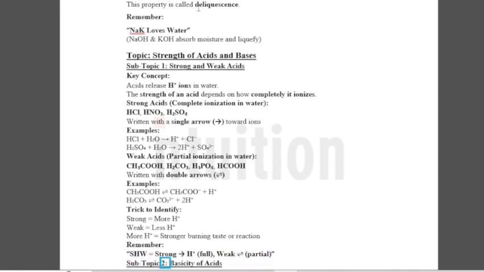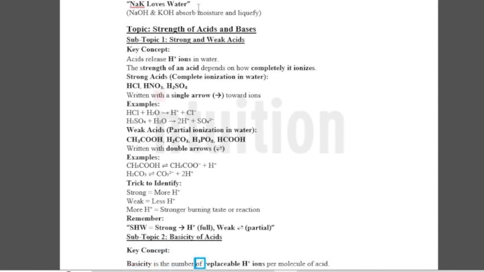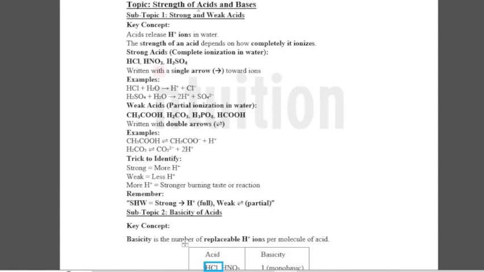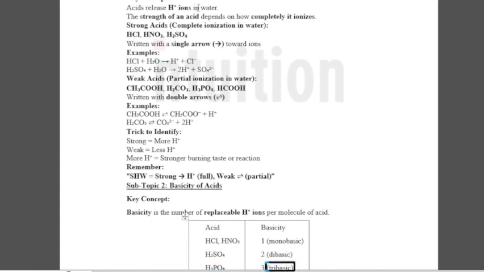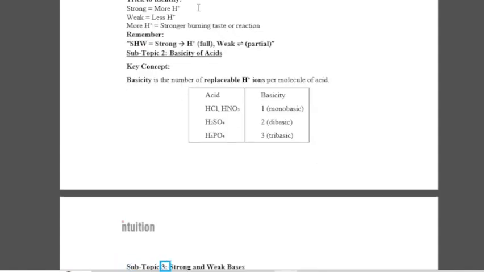Subtopic 2. Basicity of acids. Key concept: basicity is the number of replaceable H+ ions per molecule of acid. Table of acid and basicity: HCl and HNO3 are monobasic, H2SO4 is dibasic, H3PO4 is tribasic.